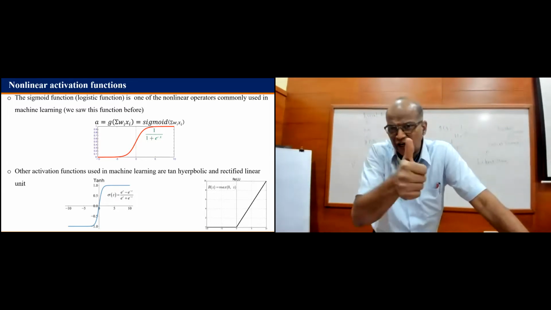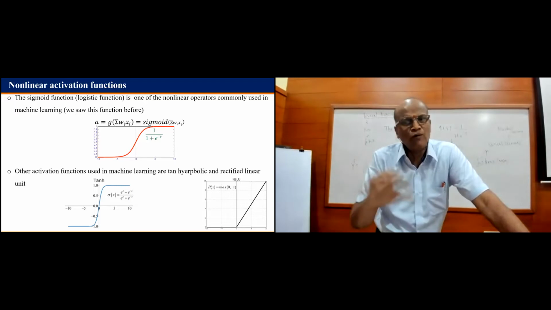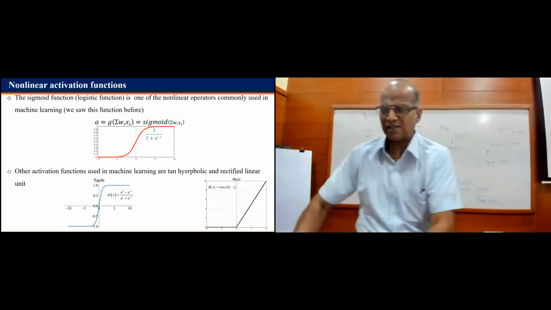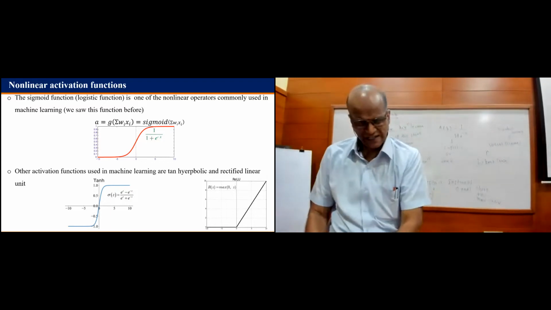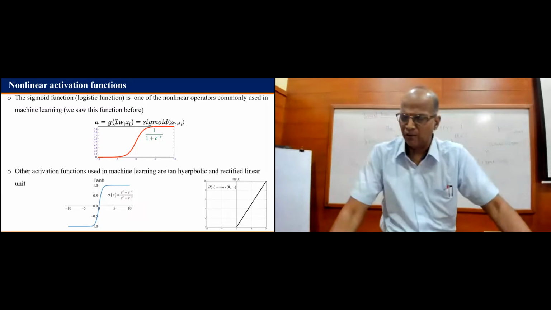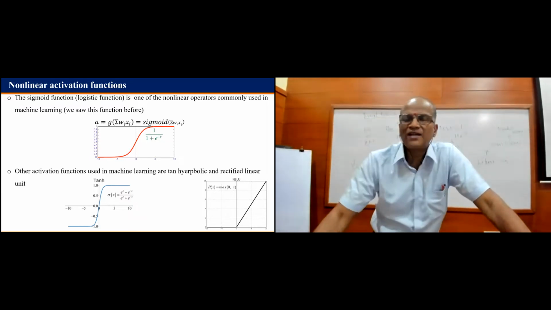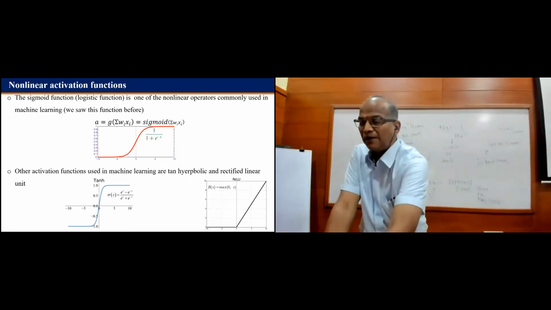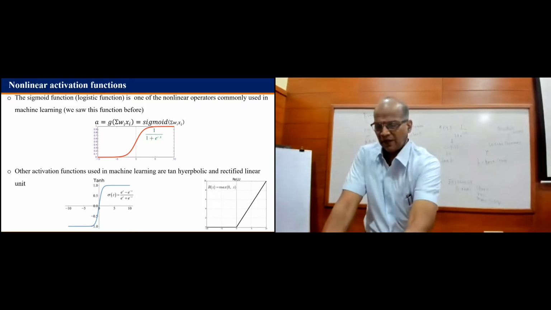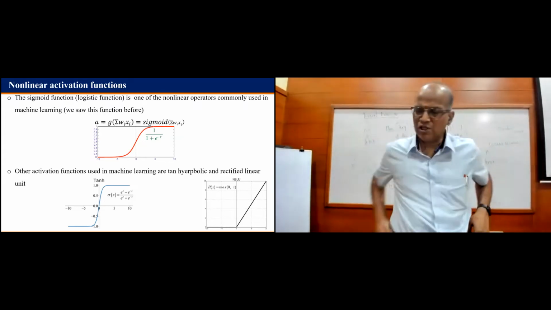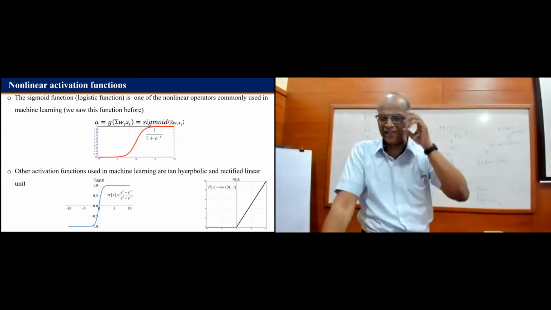So where are these things used? The sigmoid function, the logistic function, since it returns only 0 and 1 for all possible values of x, is invariably used in a classification problem. If you want to classify, then basically use the sigmoid function. Softmax is also used for classification if there are multiple classes. Now, the tan hyperbolic is mostly used for natural language processing.